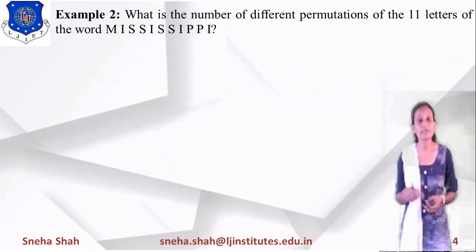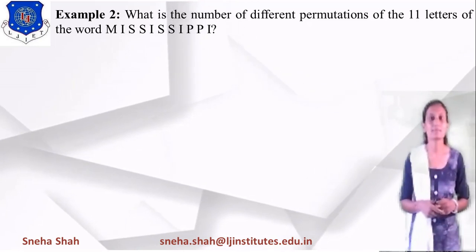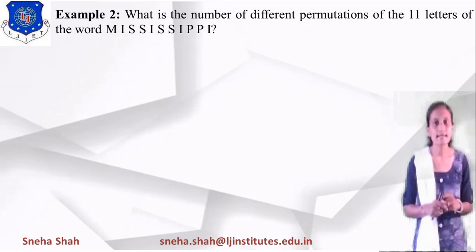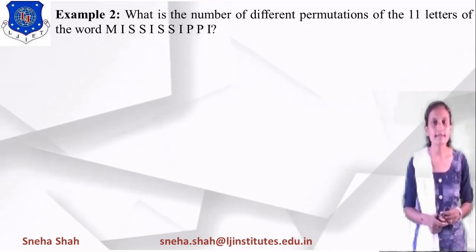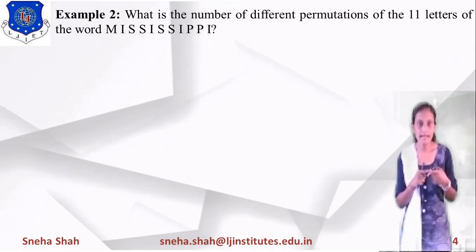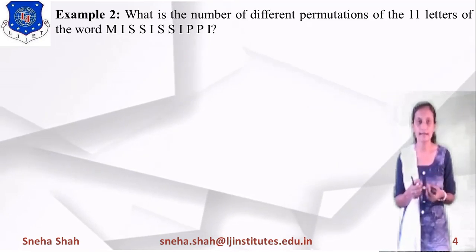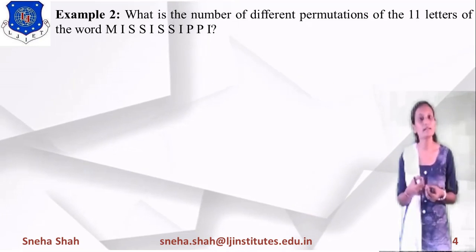The number of different permutations of the 11 letters of the word Mississippi. Now you can see that the total number of letters is 11. But in this, the I, S and P are in repeated form, so we have to consider them as repeated.